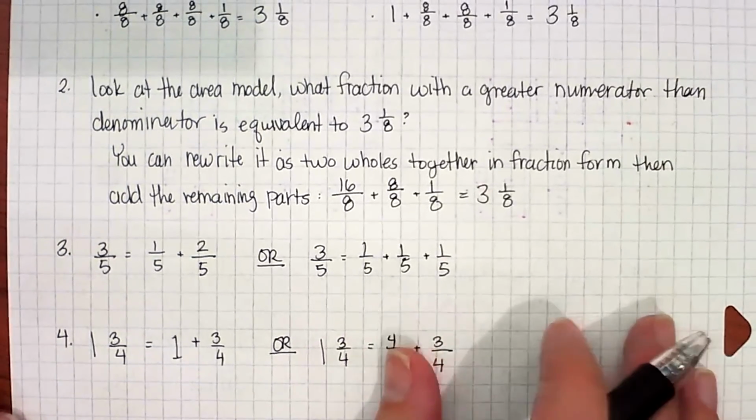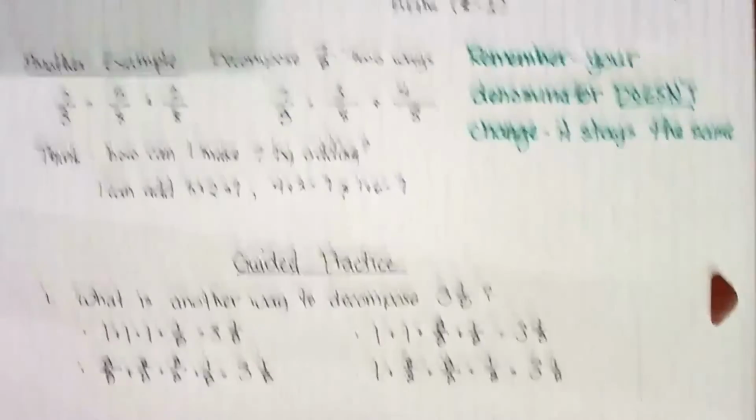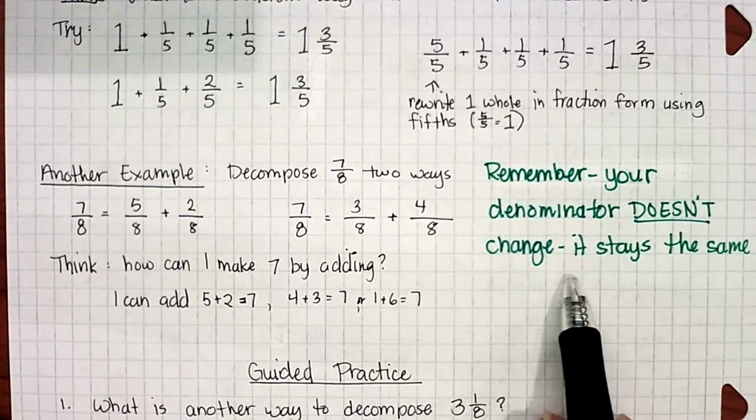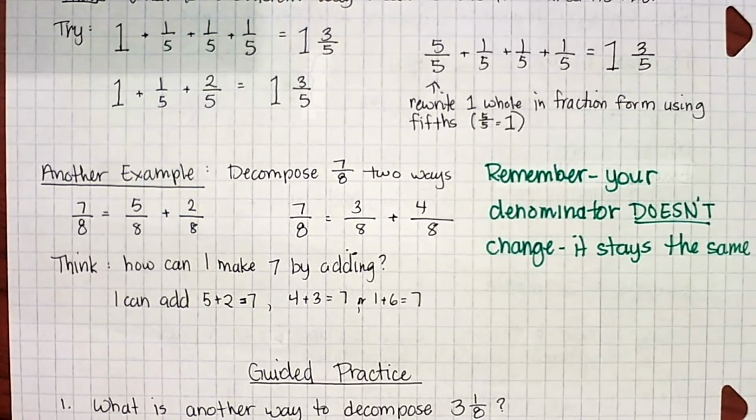That's it for this lesson. If you guys have any questions, let me know. Remember, whenever you're adding fractions that have a like denominator, your denominator does not change. It always stays the same.